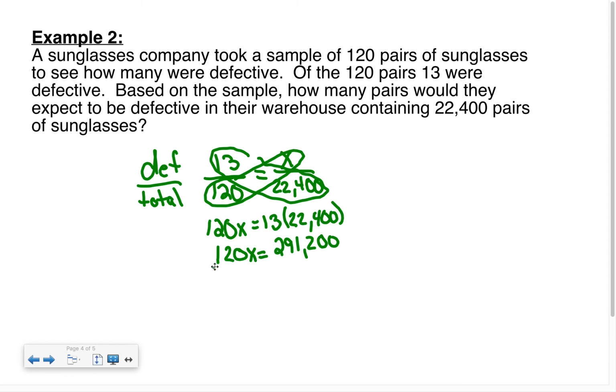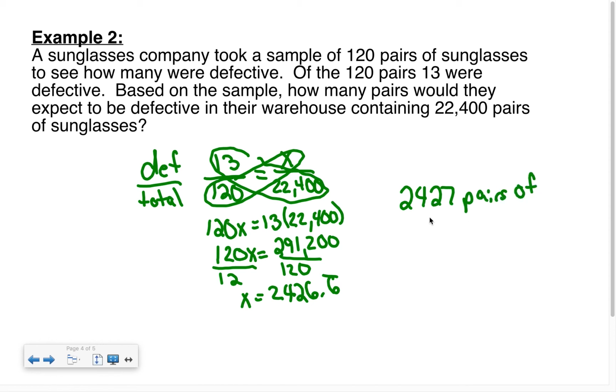Now we have a one step again. Divide by 120 on both sides. And we get x equals 2,426.6 repeating. Now, if we're seeing how many we would expect to be defective, we have 0.6 repeating, so we want to round that. We don't have 0.6 of a sunglass pair that's defective. So let's round it up. It becomes 2,427 pairs of sunglasses. Okay, that's going to be our answer.